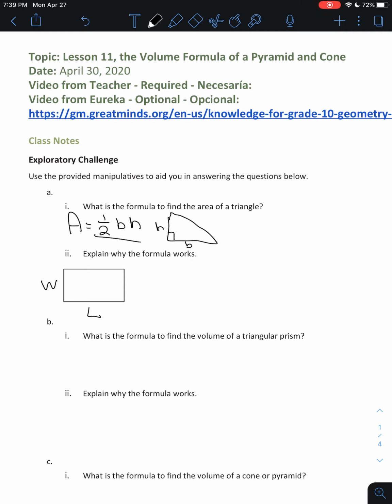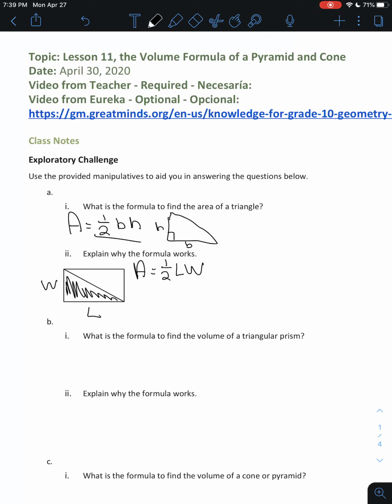You have to realize now that a triangle is really just half of a rectangle. So do you see how this part over here forms a triangle? So our area formula for a triangle makes sense because it's just 1/2 of the area of a rectangle, right? So it would be area equals 1/2 times length times width, right? Length times width was the area of a rectangle.